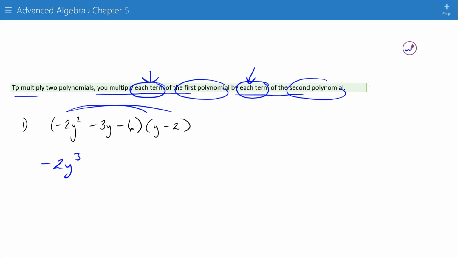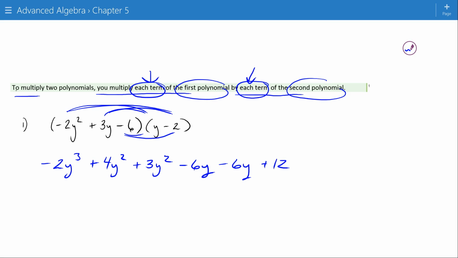So we'll start with the negative 2y squared. When I distribute it to the y, I get negative 2y cubed, and negative 2 times negative 2 is going to give me positive 4y squared. Now I'm going to go ahead and distribute the 3y. I'll be left with positive 3y squared, and distribute it to the negative 2, which will give me negative 6y. And I have to also make sure I distribute the negative 6. Negative 6 times y is negative 6y, and negative 6 times negative 2 is positive 12.